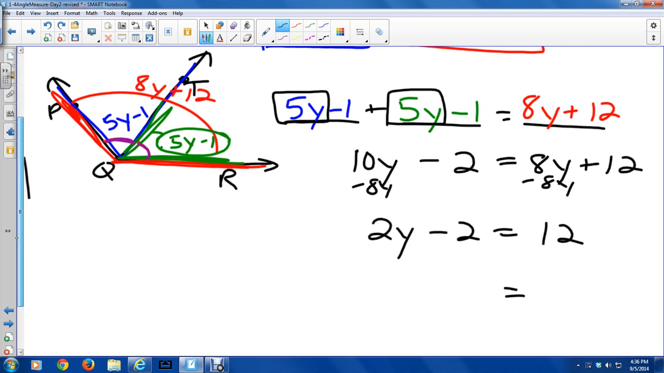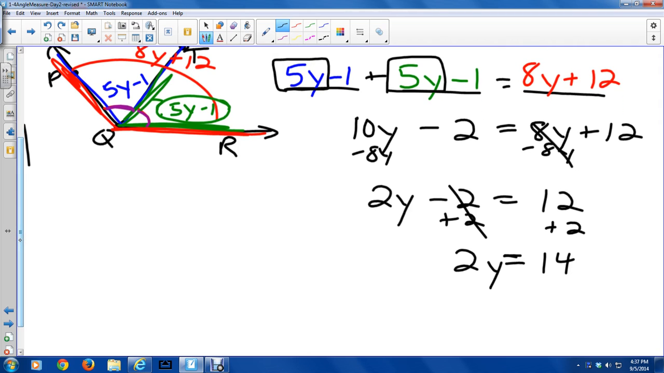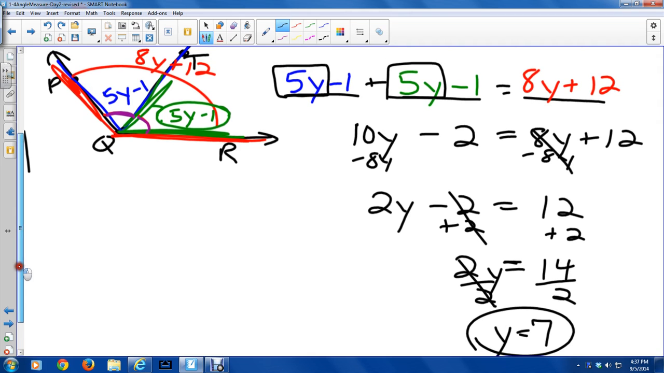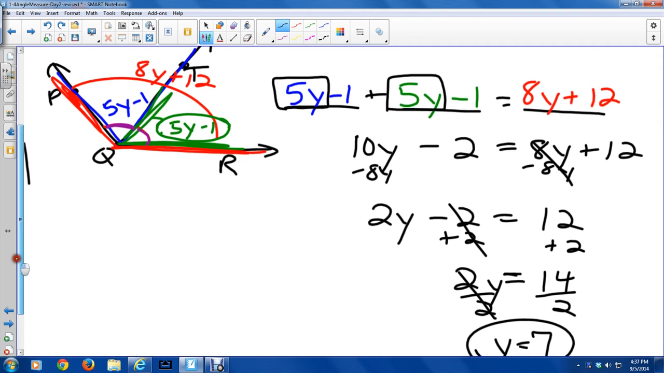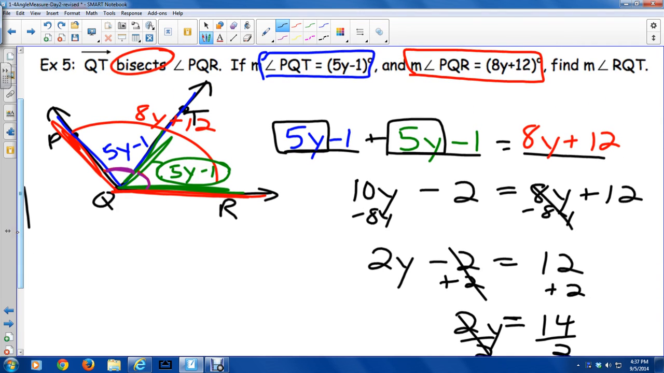Now let's add the 2. 2y equals, 12 plus 2 is not 6. 12 plus 2 is 14. Dividing by 2. If you're coming out with y equals 7, I'm liking your answer. Y equals 7. Of course, I can know I'm correct when I'm plugging back in.